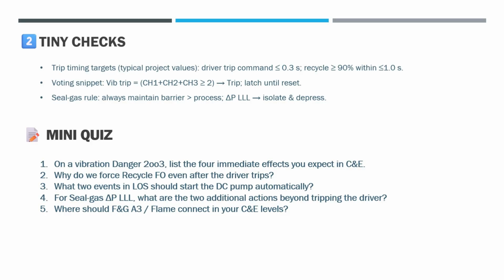Mini quiz. Now let's check your understanding. 1. On a vibration danger 2oo3, what 4 immediate effects do you expect in the C&E? 2. Why do we force recycle fail open even after the driver trips? 3. What 2 events in the lube oil system should start the DC pump automatically? 4. For seal gas DP low, what 2 additional actions happen beyond tripping the driver? 5. Where should F&G 2oo3 or flame detection connect in your C&E levels?